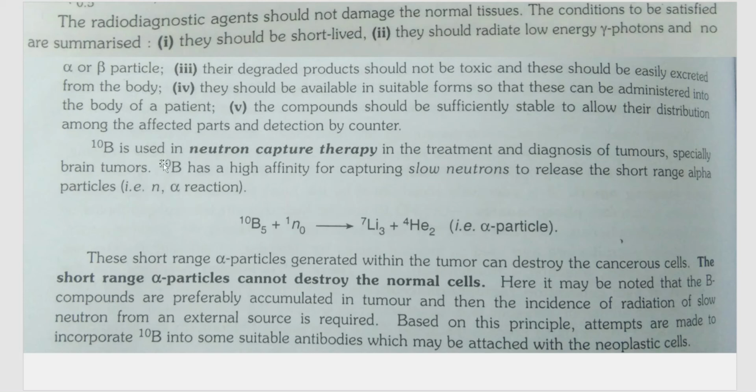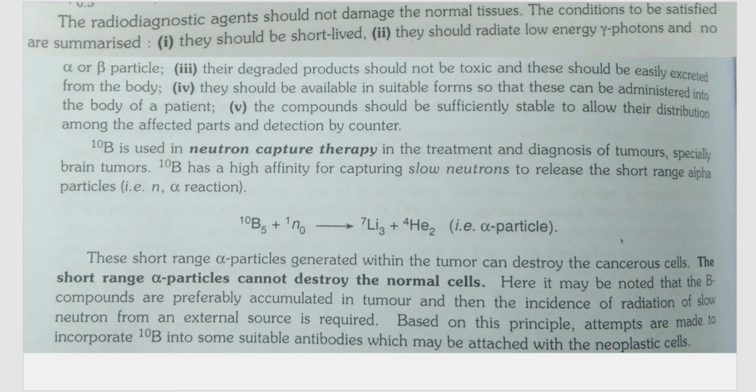Whenever the radioisotope boron-10 is present and you give out slow-moving neutrons, this boron-10 radioisotope can capture them, and by capturing them it can release short-range alpha particles. Here they've given that example: slow-moving neutrons and a radioactive boron isotope. It captures the neutron and gives out alpha particles. This alpha particle can be used to destroy the tumor cells or the cancer cells present in the body.